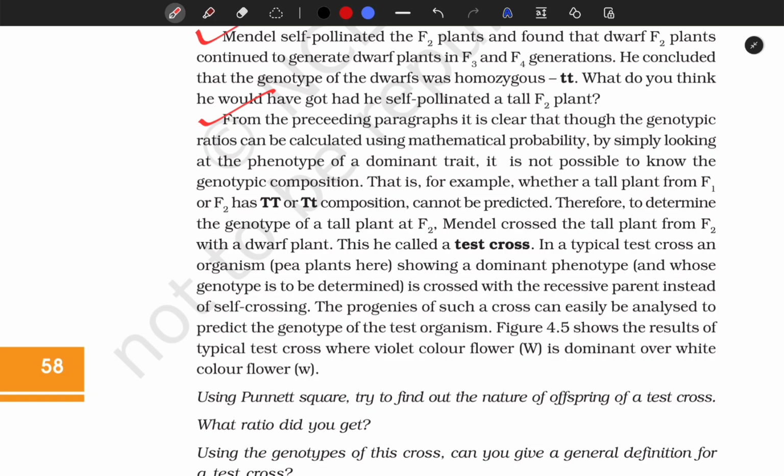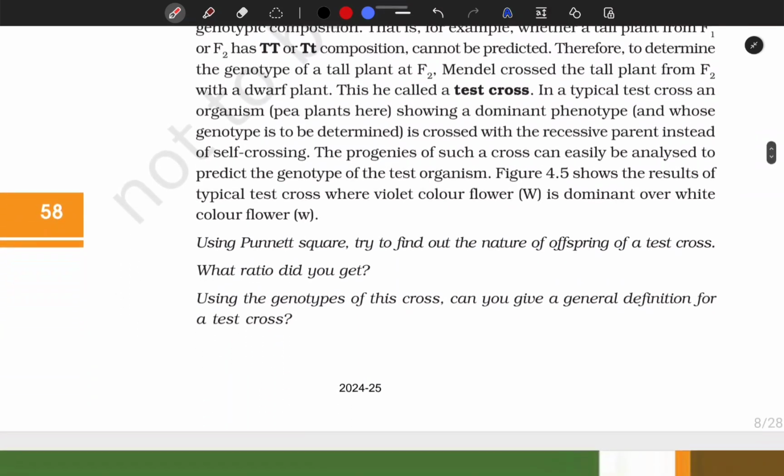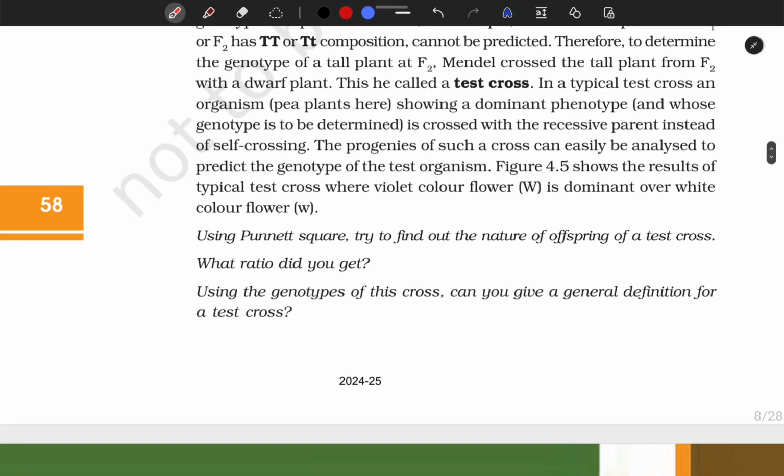Therefore, to determine the genotype of a tall plant at F2, Mendel crossed the tall plant from F2 with a dwarf plant. This he called a test cross. In a typical test cross, an organism, that is pea plants here, showing a dominant phenotype and whose genotype is to be determined, is crossed with the recessive parent instead of self-crossing. The progenies of such a cross can easily be analyzed to predict the genotype of the test organism.